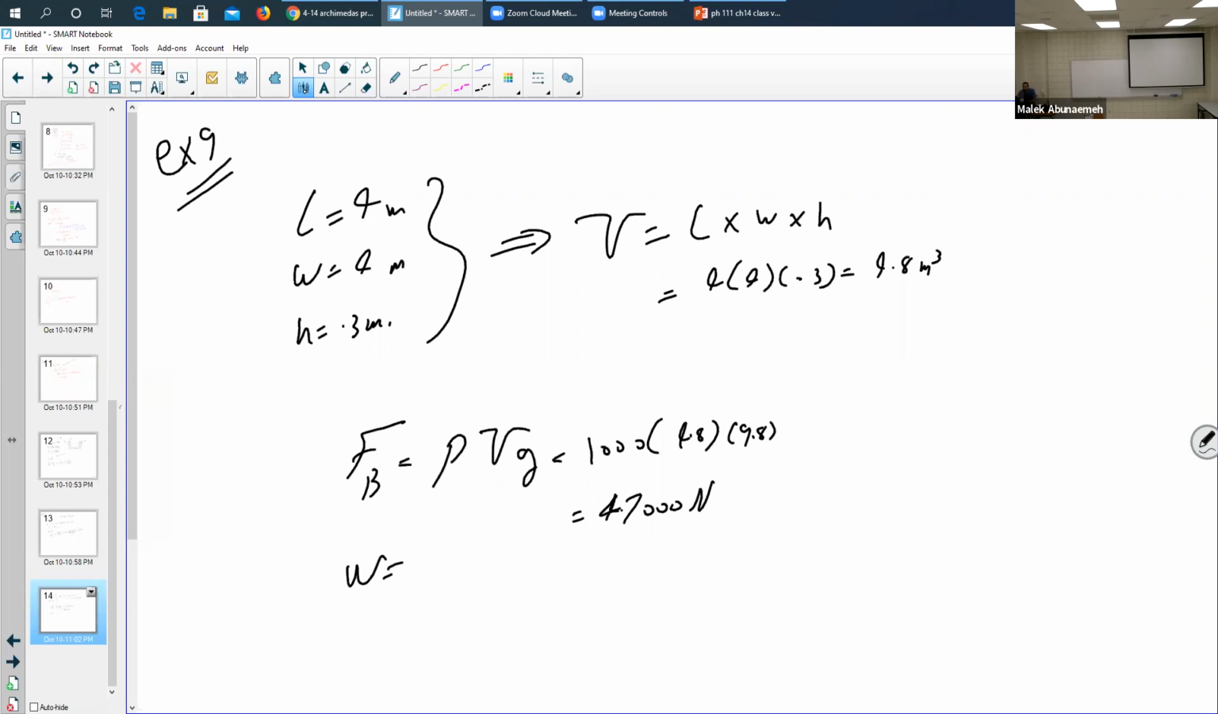Whether it floats or not, your weight of the raft is going to be your mass of the raft multiplied by the gravity. So the weight of the raft equals your mass of the raft multiplied by your gravity. We don't have the mass of the raft, but we do have the density of the pine wood, multiplied by your volume, multiplied by the gravity.